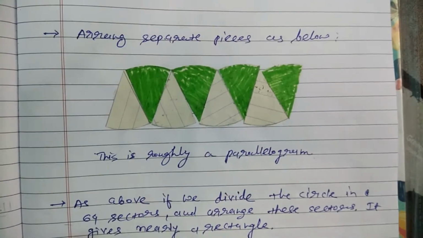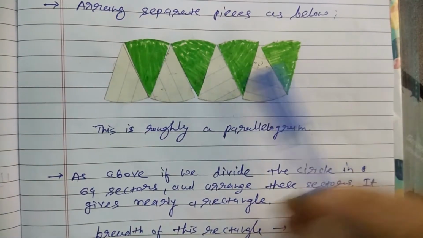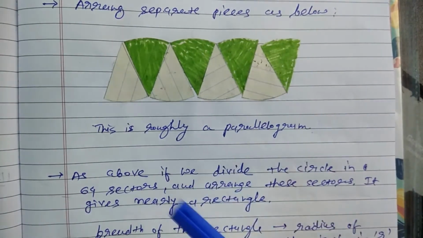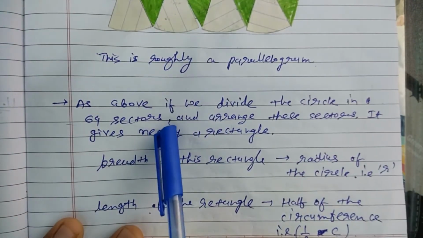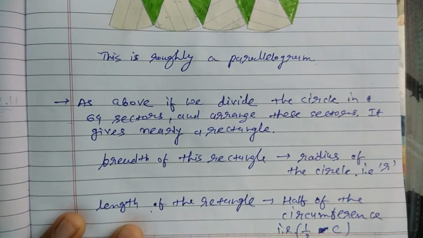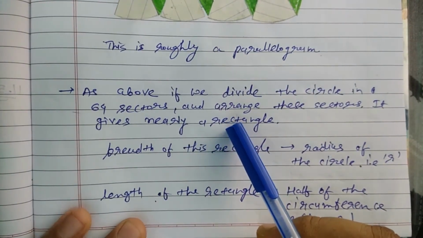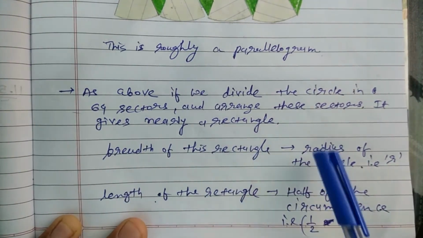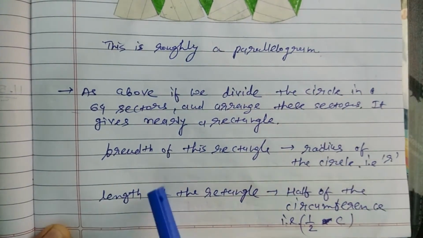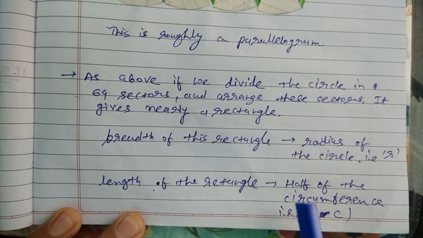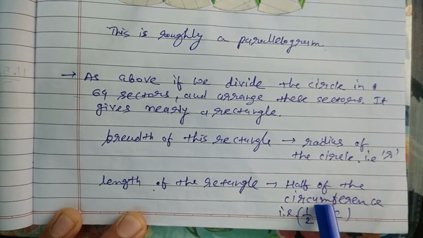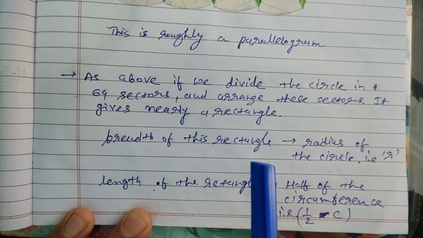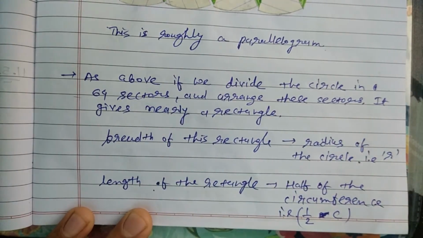Now, as above, when we divide a circle into 64 sectors and arrange them, we get nearly a rectangle. Comparing this rectangle to the circle, the breadth of the rectangle is the radius of the circle, and the length of the rectangle is half of the circumference. How? The length of the rectangle is 32 sectors of the circle.